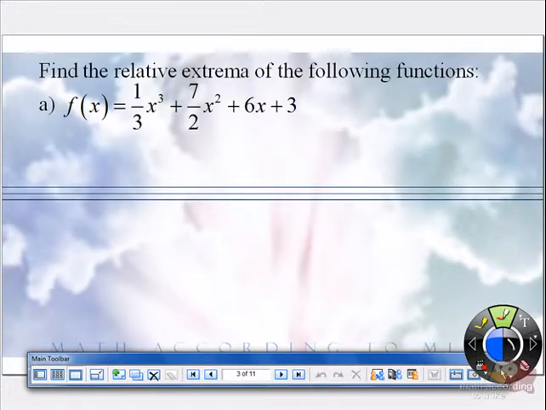Alright, find the relative extrema of the following function. F of x is 1/3 x cubed plus 7/2 x squared plus 6x plus 3.